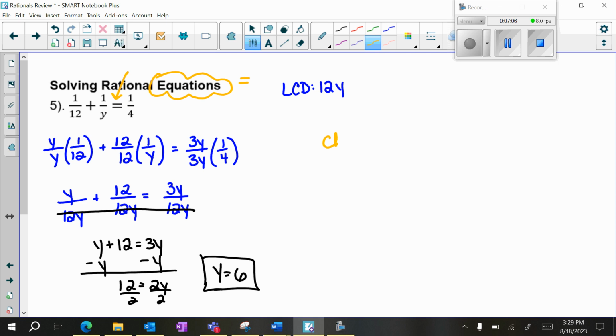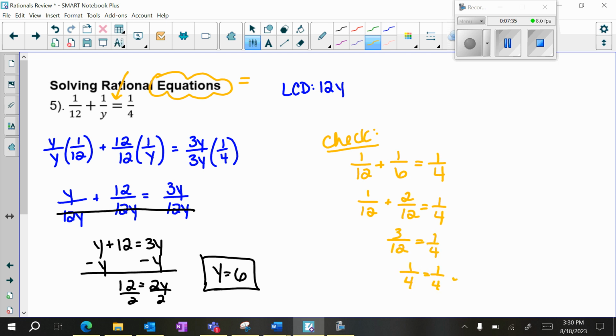Of course, if you wanted to check, 1 over 12 plus 1 over 6 equals 1 over 4. If it's a calculator question, you could, of course, use your calculator to check, or if it is not a calculator question, going to have to do some old school math here. 1/6 is the same thing as 2/12. So this becomes 3/12, which reduces to 1/4. So my answer is correct. So I multiplied by what's missing to use that method to solve number 5.